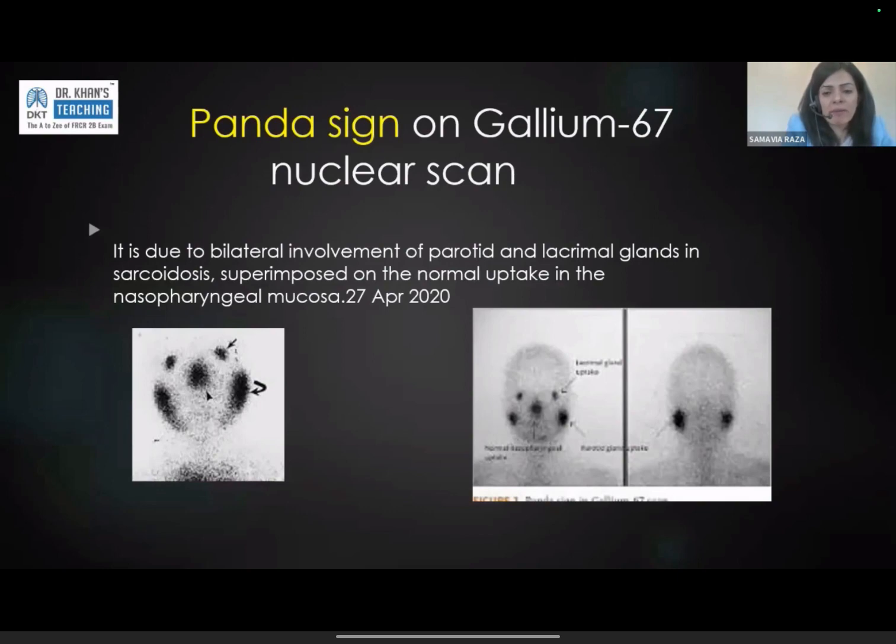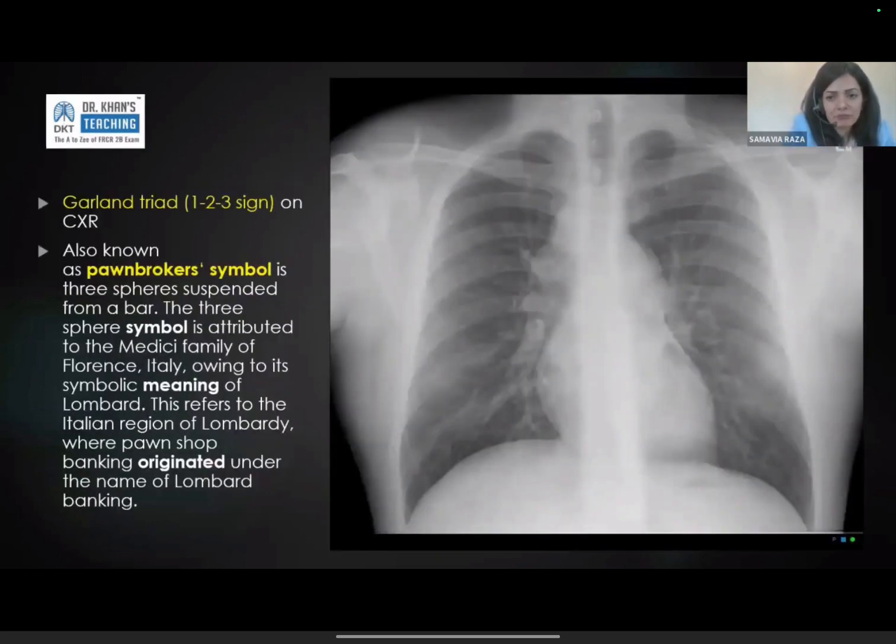We largely look at PET and MR and CT as the main imaging modalities we use for sarcoidosis. The panda sign is bilateral involvement of the parotid and the lacrimal glands in sarcoidosis. When it's superimposed on the normal uptake in the nasopharyngeal muscles, that can look like a panda's face. So that was what was described as the panda sign in sarcoidosis.